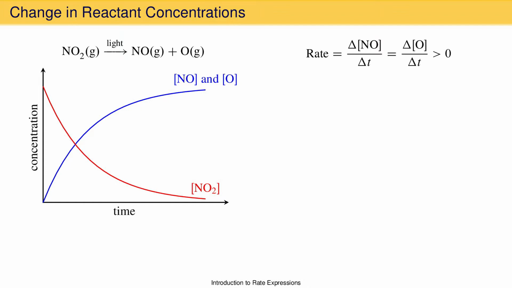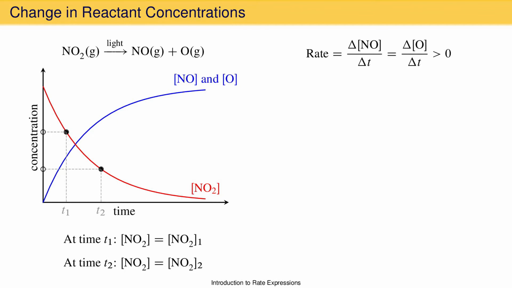What if instead we want to write the rate of reaction in terms of the change in reactant concentration? To do this, we do what we did before. We pick two times during the reaction, T1 and T2, and measure the concentration of nitrogen dioxide at T1, which we call concentration of NO2 sub 1, and at T2, which we call concentration of NO2 sub 2. The rate of reaction is the second concentration minus the first, which is final minus initial, divided by the time difference, T2 minus T1. In shorthand, this is delta NO2 concentration divided by delta T.